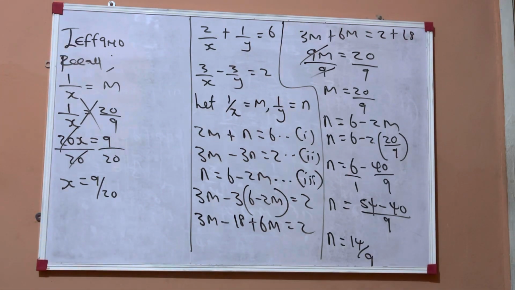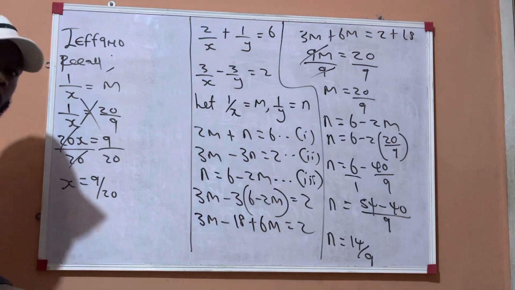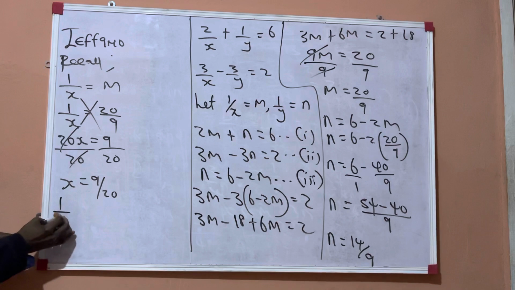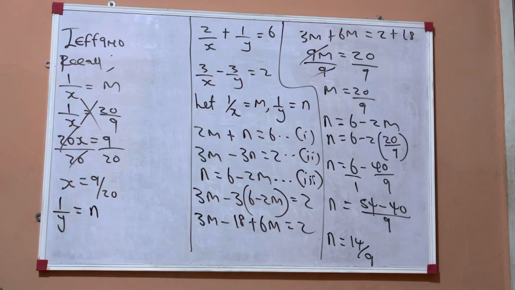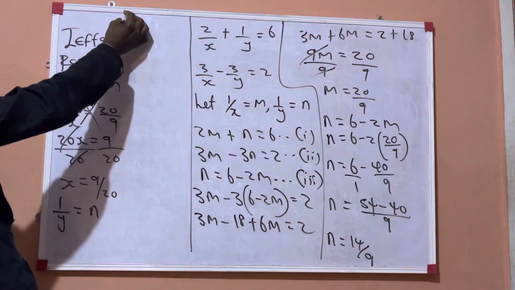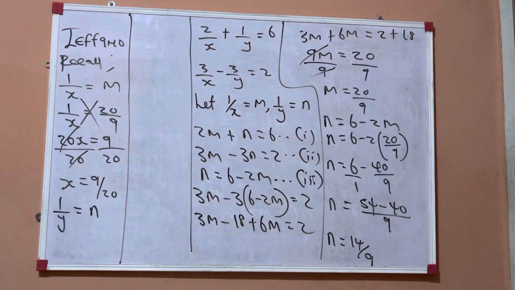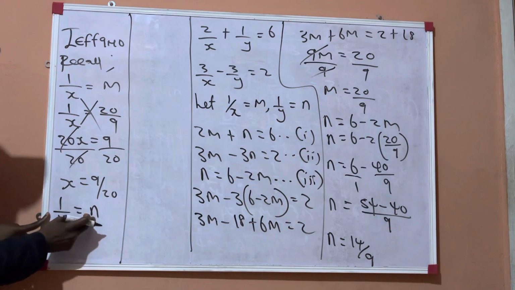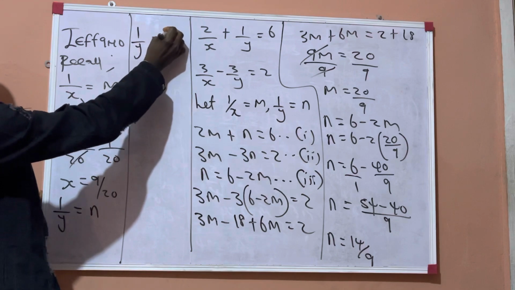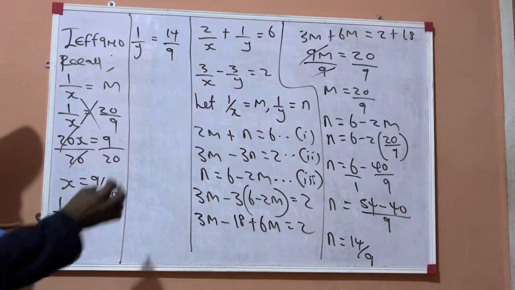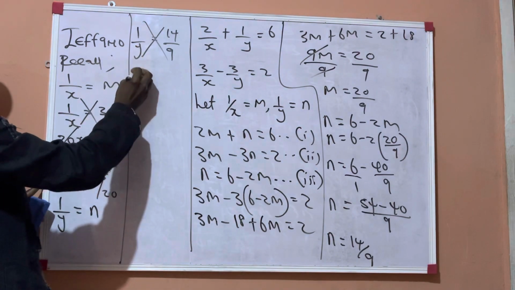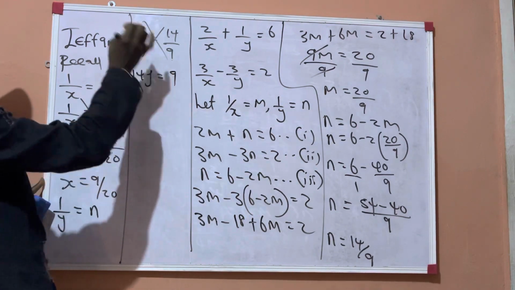Okay, now if x is 9 over 20, what is the next thing we're looking for now? y. Now you also recall that 1 over y is equal to n. Now what does that mean? Anywhere I see n, I give the value of 14 over 9. Okay, now n is 14 over 9. So here becomes 1 over y is equal to 14 over 9. The same thing, we are going to cross multiply. And 14 times y will give us 14y. And 9 times 1 will give us 9.